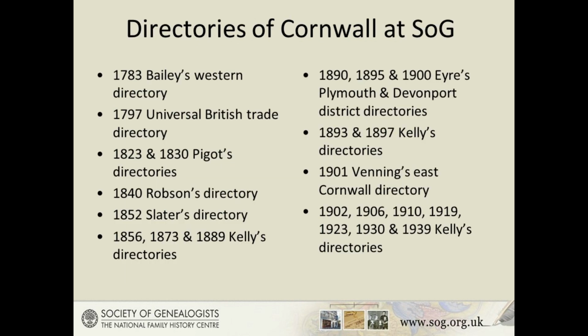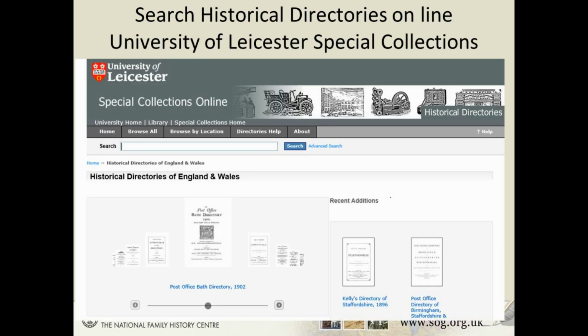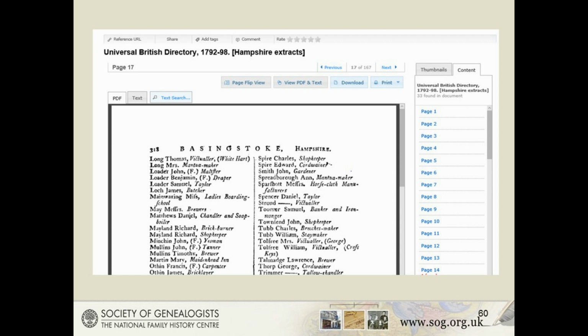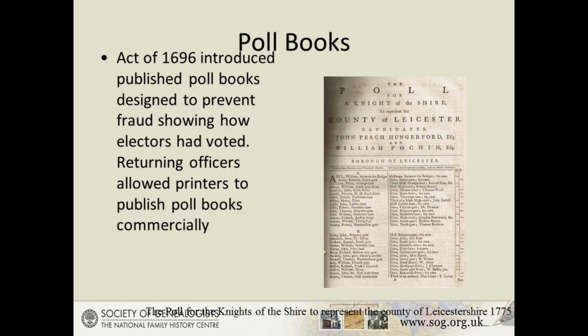Early directories list merchants and businessmen, and the Society has a good collection of these name-rich lists. For example, our directories for Cornwall go back to 1783. The University of Leicester has made many facsimiles of early local directories freely available online to look at. Here, for example, is a page from the 1792 to 1798 Universal British Directory for Basingstoke, showing tradesmen, artisans and shopkeepers. If your ancestors were freemen, merchants, tradesmen, etc., they may have been entitled to vote.